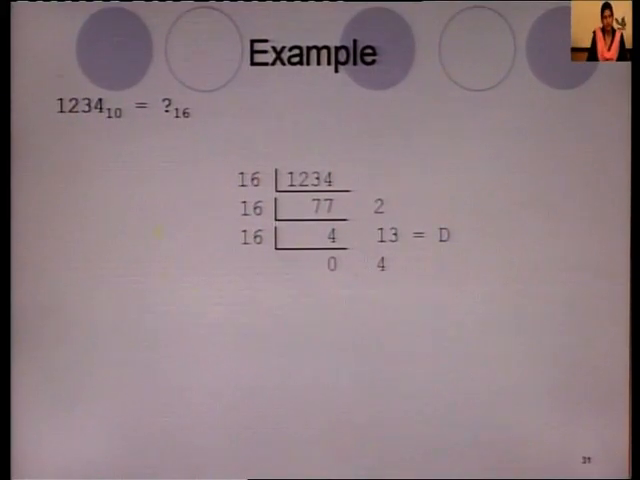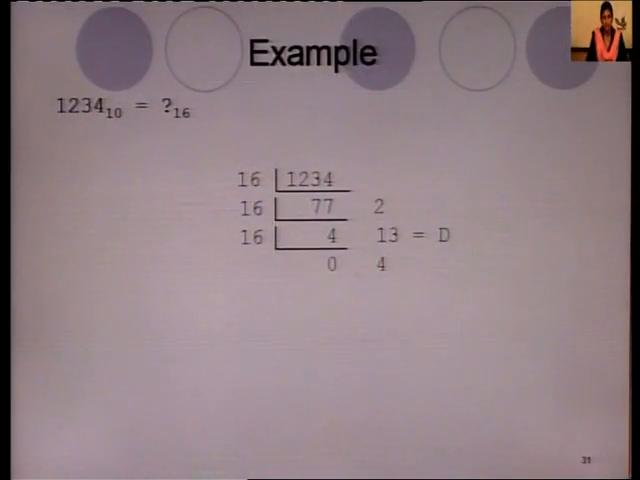That is again the same process. We will divide 1234 by 16. The result will be 77 as quotient and 2 as remainder. Again we will divide 77 by 16. We will get 4 as quotient and 13 as remainder. Then we will again divide by 16 because we have not gotten a quotient of 0 yet. Then 4 is divided by 16, and the quotient is 0 and the remainder is 4.